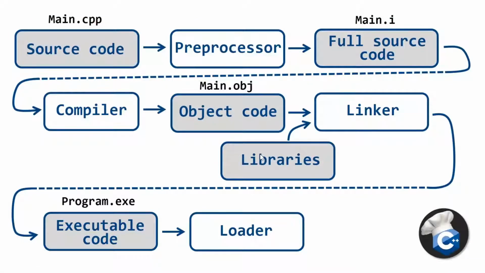Now we need an instrument that will link all these object files that we have after the compilation step into one executable file. As soon as we receive an executable file, we can put the code of our program into the memory, and the central processing unit will read and execute commands of our program from random access memory one by one. But we will talk about this process in more detail further in this video. The instrument that links all object files into an executable file is called a linker.